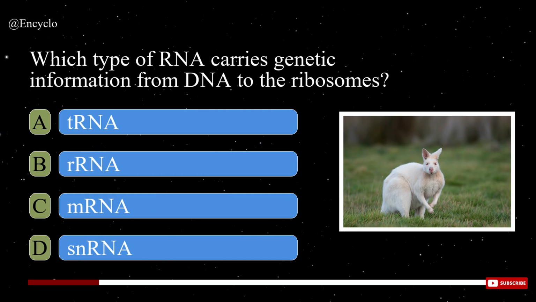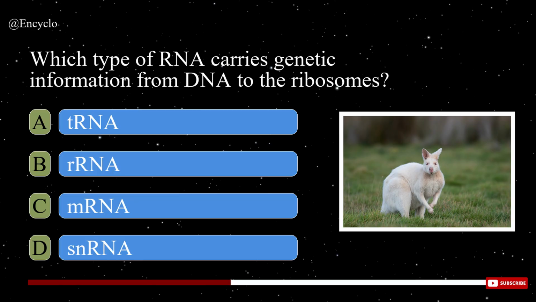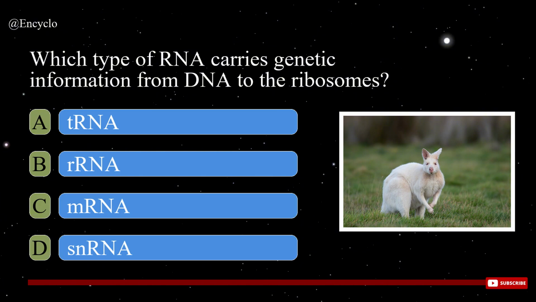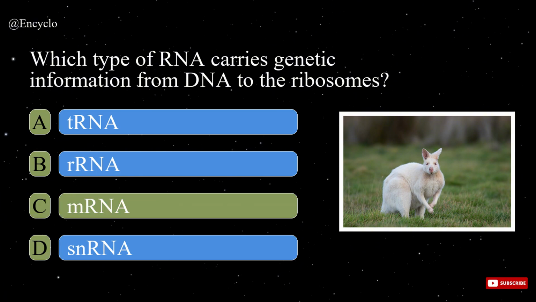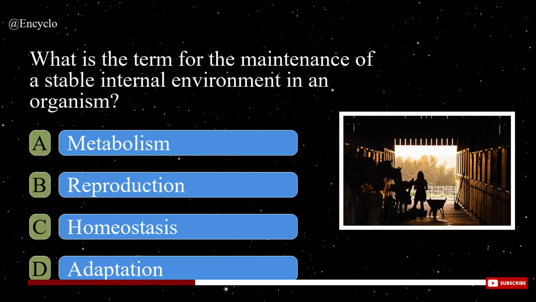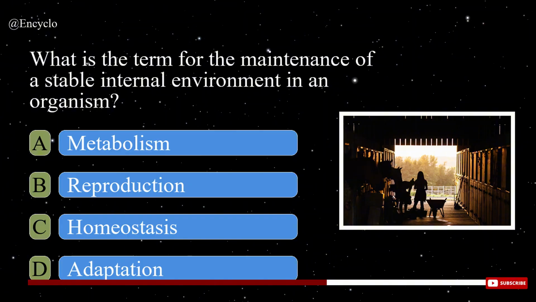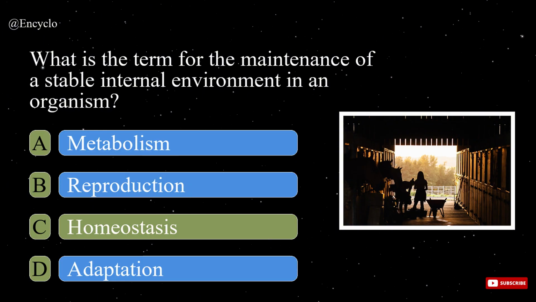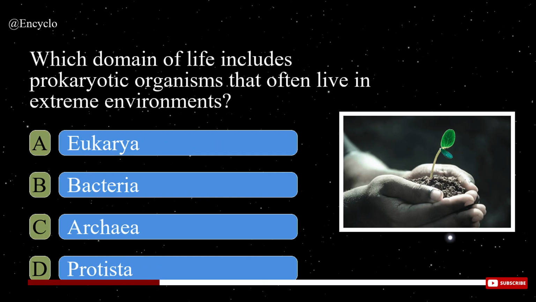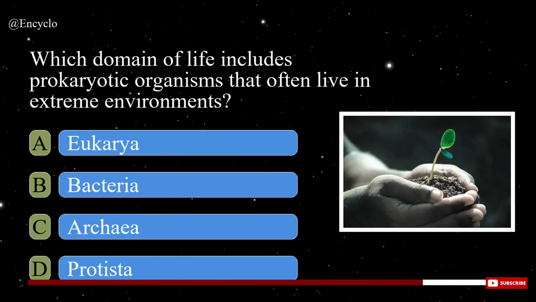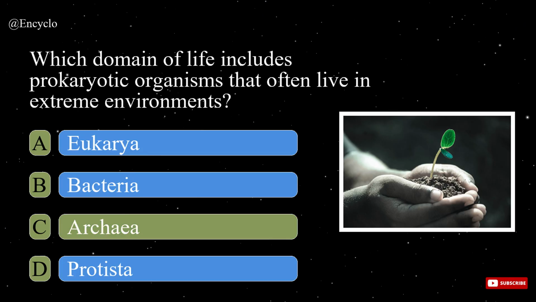Which type of RNA carries genetic information from DNA to the ribosomes? The answer is mRNA. What is the term for the maintenance of a stable internal environment in an organism? The answer is homeostasis. Which domain of life includes prokaryotic organisms that often live in extreme environments? The answer is archaea.